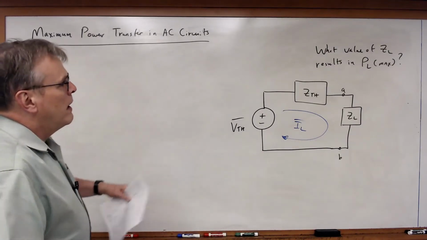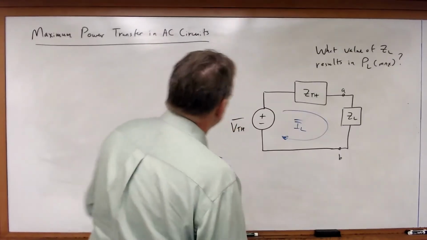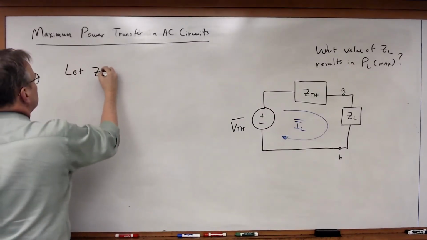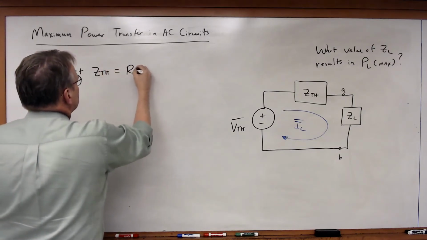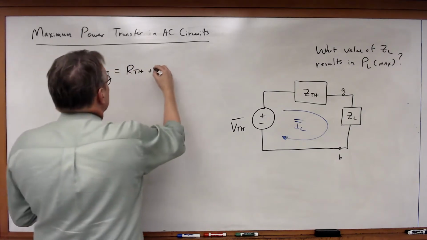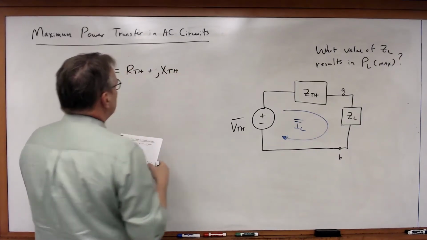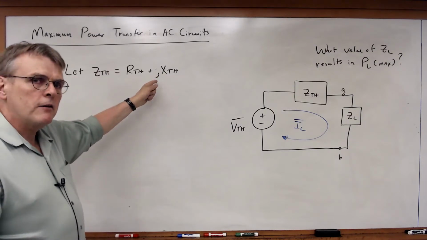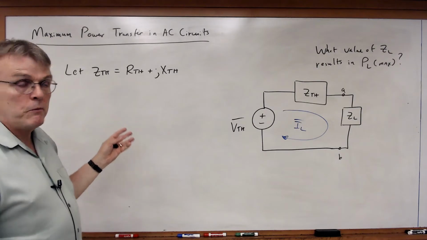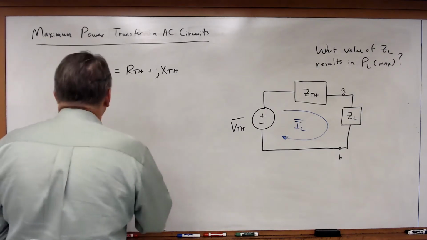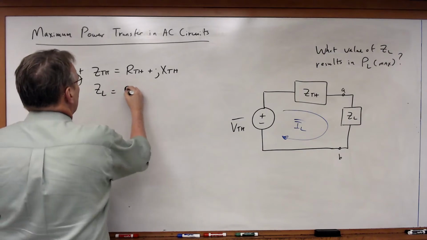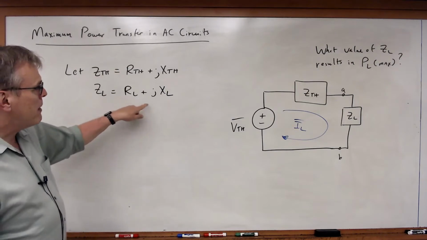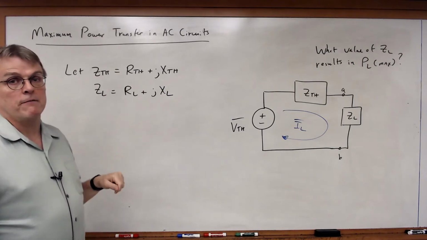And I'm going to assume that ZTH is described by this. Let ZTH be equal to RTH plus J times XTH. So XTH indicates a reactance. This could be a positive or negative number. It could be an inductor or it could be a capacitor. We don't know. We don't really care. Let's let ZL be equal to RL plus JXL. So once again, a real component and an imaginary component that can be positive or negative.